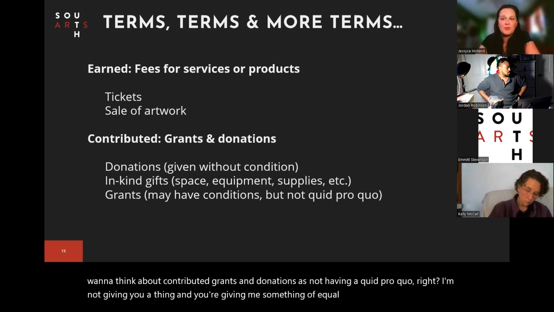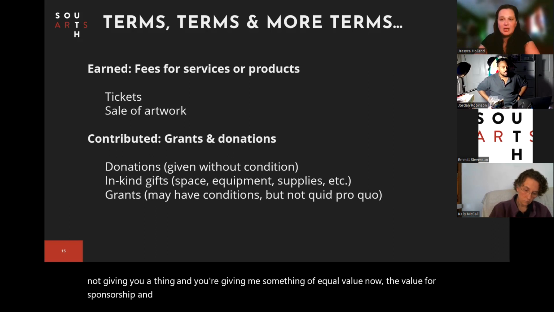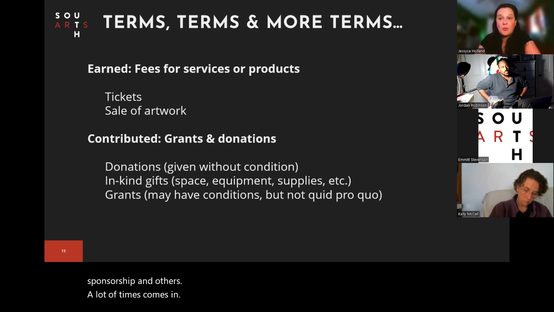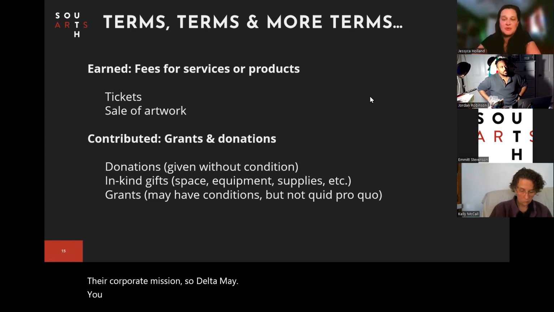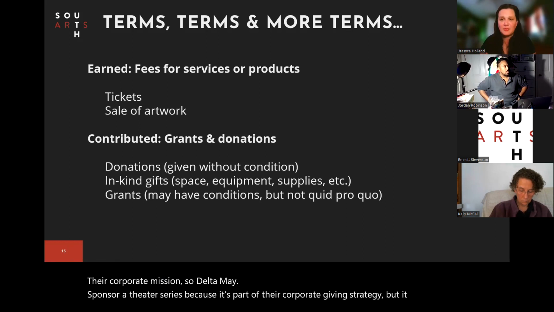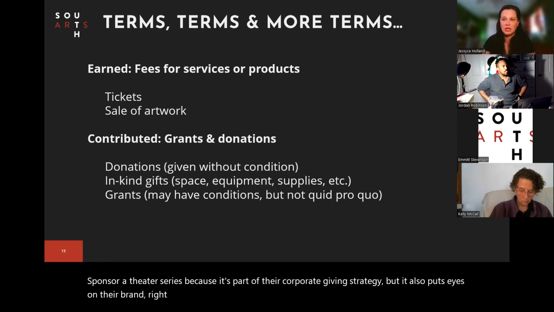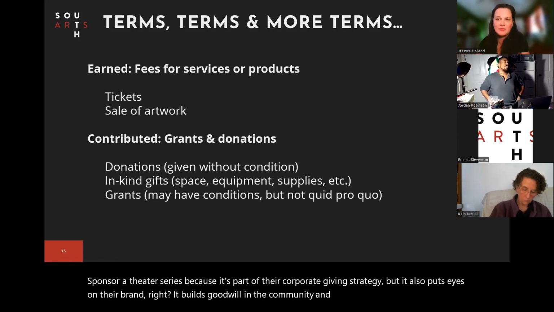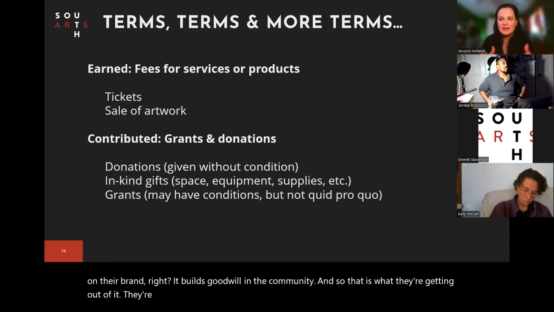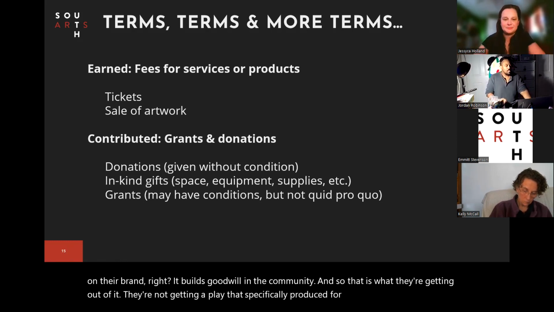Now, the value for sponsorship and others a lot of times comes in their corporate mission, so Delta may sponsor a theater series because it's part of their corporate giving strategy, but it also puts eyes on their brand, right? It builds goodwill in the community, and so that is what they're getting out of it. They're not getting a play that is specifically produced for Delta, right?